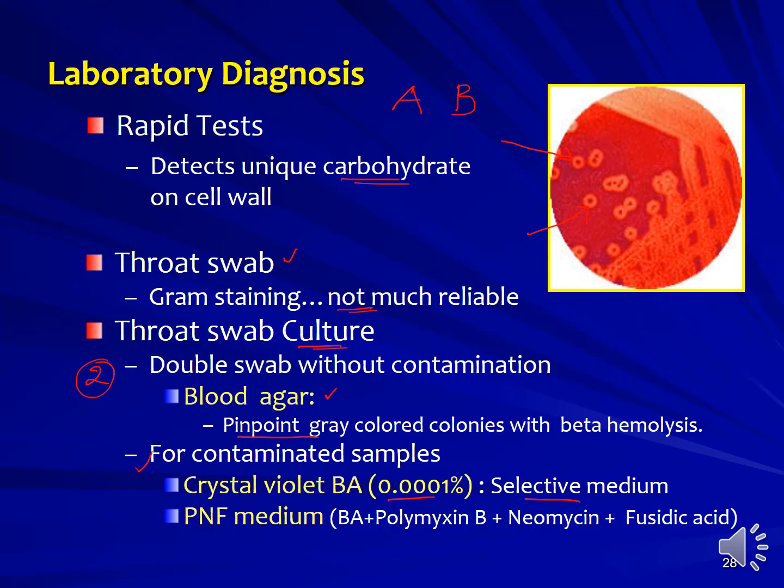Another medium is PNF medium, where the blood agar is incorporated with polymyxin B, neomycin and fusidic acid, which can again inhibit the unwanted bacteria, but won't do any harm to the Streptococcus pyogenes. They can grow happily, so that we can see the growth, if at all present, in the clinical specimen.